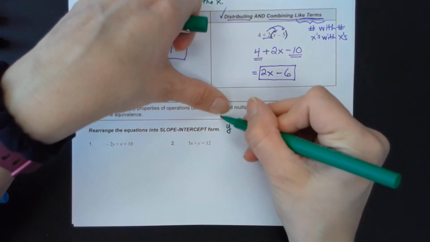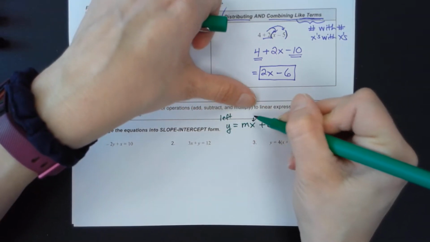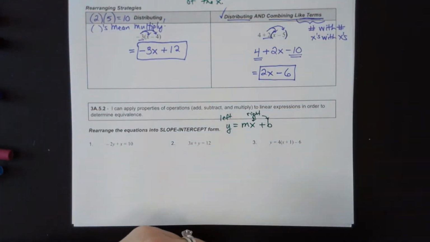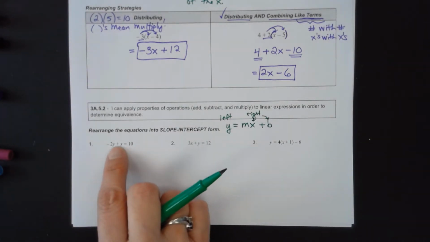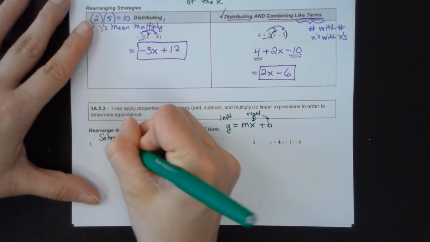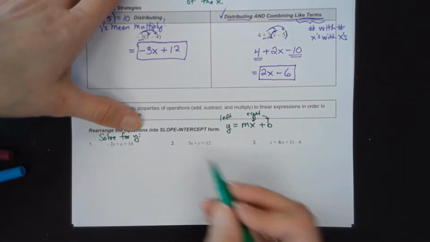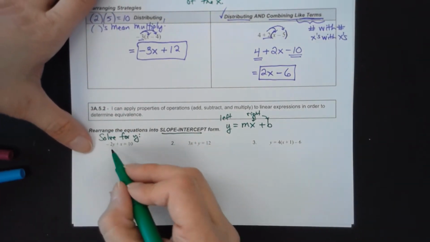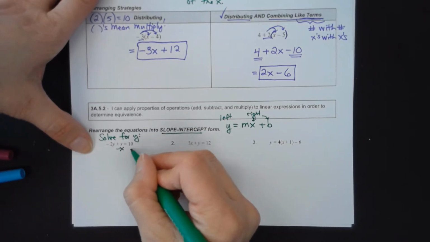So the y has to go on the left, and the x term has to go on the right, as well as the constant, the number term. So let's see. If I want to solve for y, which is what we have to do here, I'm just going to write different directions. Solve for y. How did I know those were the directions? Because slope-intercept form wants the y alone. Okay, so if I want y alone, the first step would be to subtract the x.